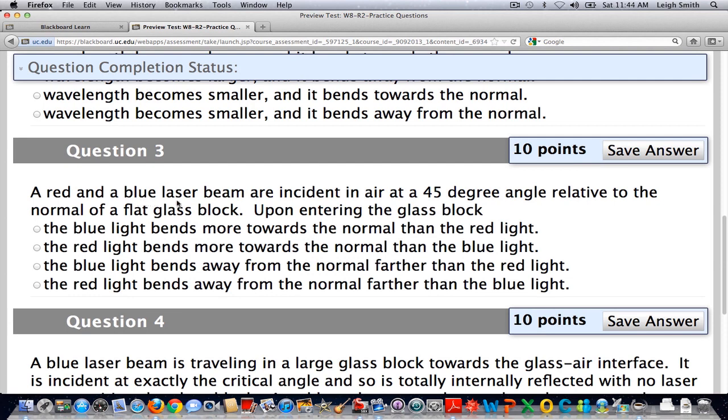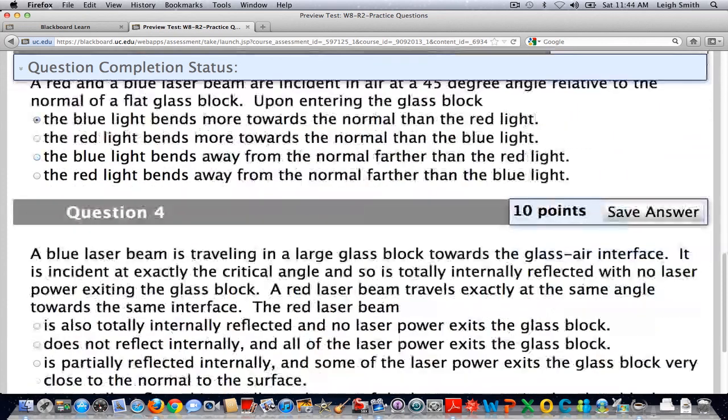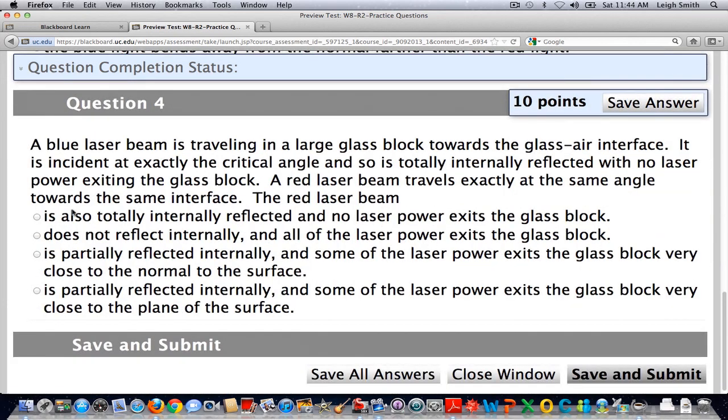So if you have a red and a blue laser beam incident at a 45 degree angle, upon entering the glass block, the blue light bends more towards the normal than the red light, because the index of refraction for blue light is larger than for red light. This is what's called dispersion.